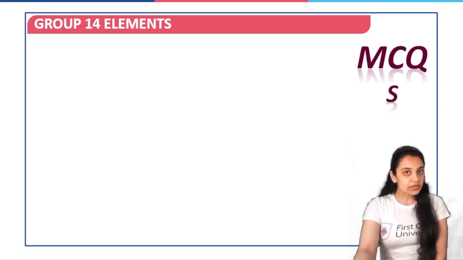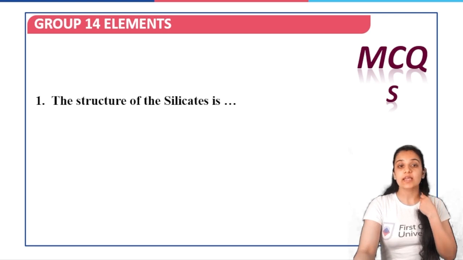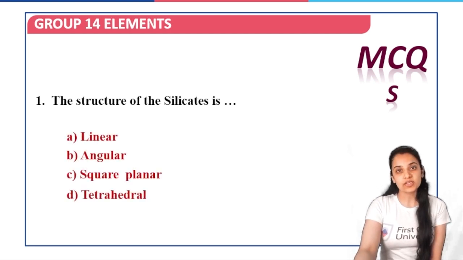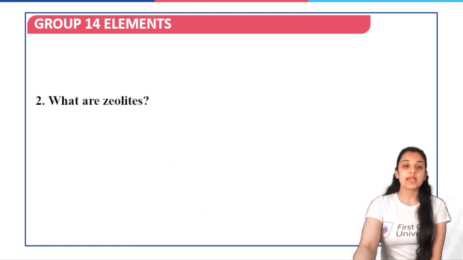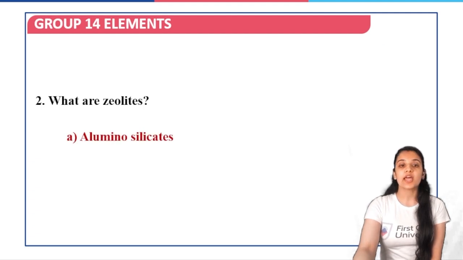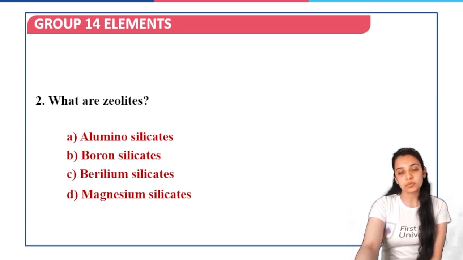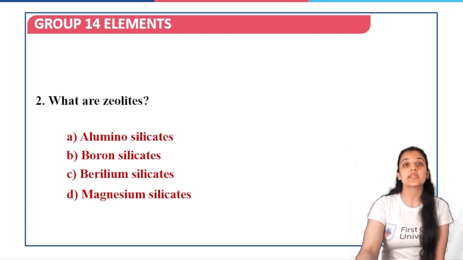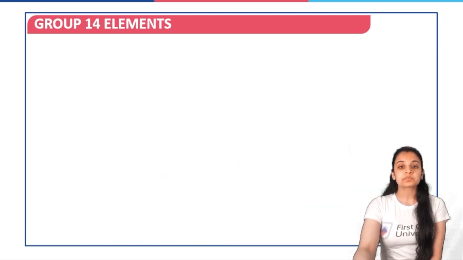Towards the end of the lecture, let's quickly have a look at a few MCQs based on silicates. The structure of silicates is linear, angular, square planar or tetrahedral. It is tetrahedral. Option D is the correct answer. Next question: what are zeolites? Aluminosilicates, boron silicates, beryllium silicates or magnesium silicates. We have seen that when one of the Si4+ is replaced by Al3+, what we get is zeolites. So these are aluminosilicates. Option A is the correct answer.